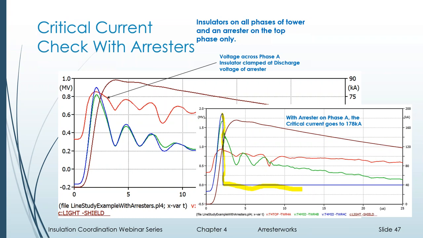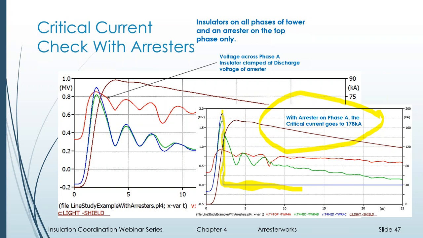But now one of the bottom two phases is flashed over. So now we increased the critical current of this system from 90 kA to 178 kA. Wow, just by the addition of an arrestor. Is it possible to have a 170 kA stroke current? I mean, it seems to be too high, but I don't know whether it's possible or not. It is possible. Yeah. However, the probability is very low.